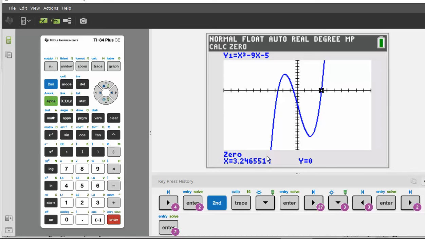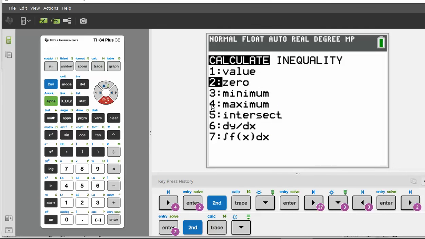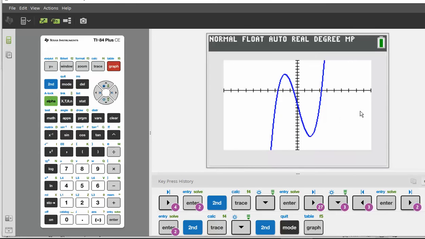All right, so that is how you find the zeros from the calculator using the second trace or the calculation, and then you go to zeros. So that way you can find the zeros from here. All right, so hopefully that helped.